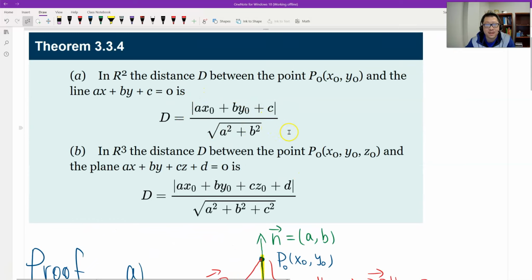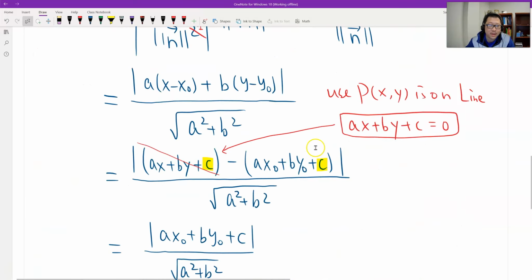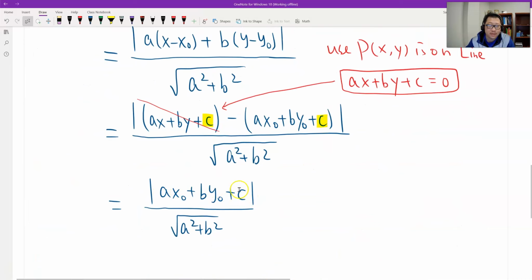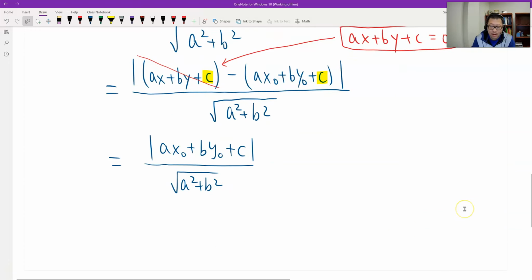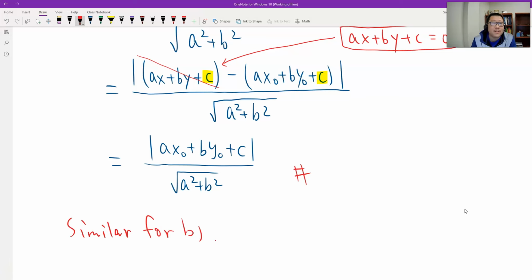Yeah, definitely. So you can do the calculation. Just plug the point into the numerator and then find the norm of the normal vector for the denominator. So this is the proof. And the case for b is similar, exactly similar. I just leave this for you. That's all. Thank you.